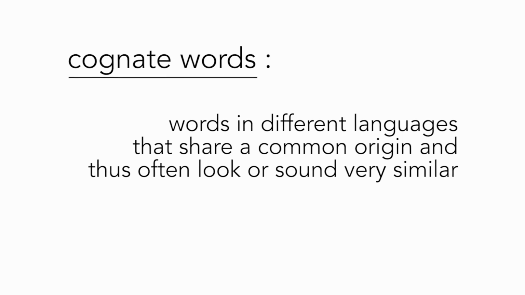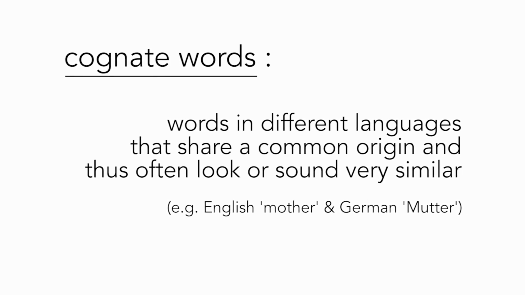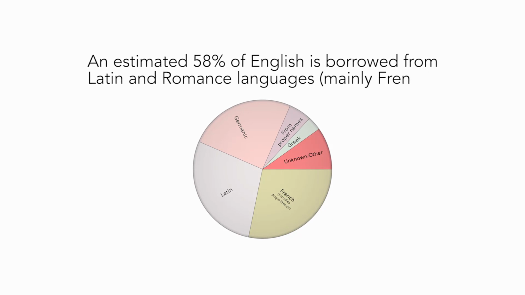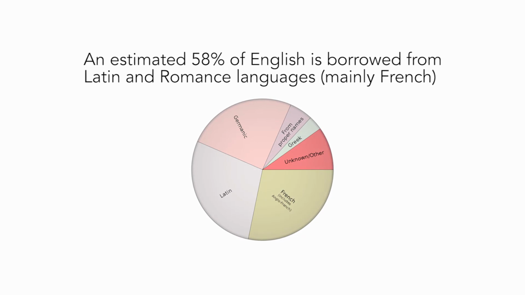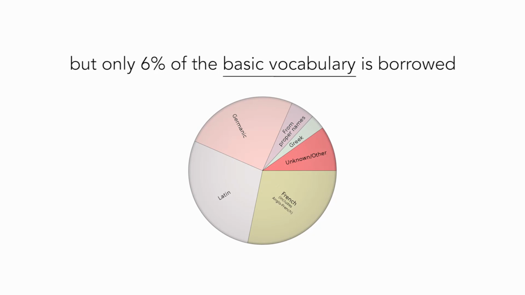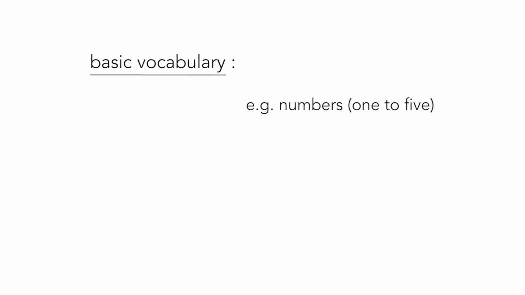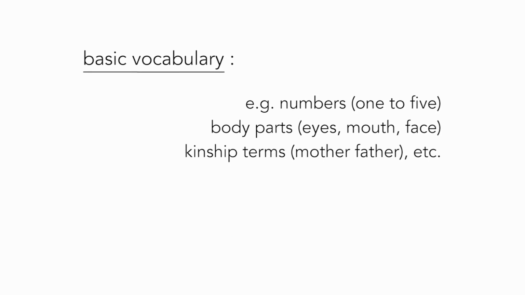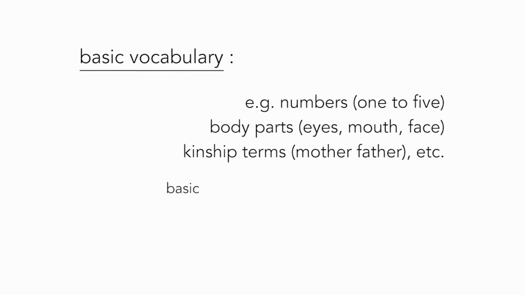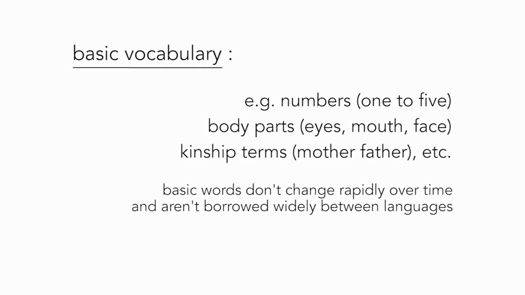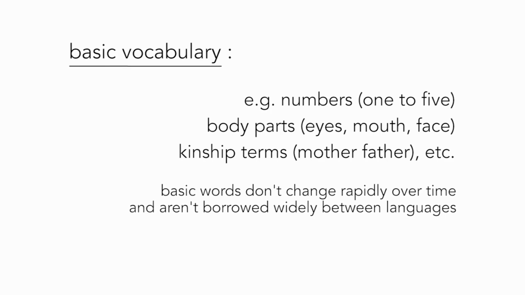We look at basic vocabulary, and we look at that for a good reason, and that is that it has low rates of borrowing. So when we look at English, roughly 60% of English is borrowed from Romance languages, but only 6% of the basic vocabulary is. And what are words that are part of the basic vocabulary? Number words, 1, 2, 3, 4, 5, body parts, okay. Kinship terms, mother, father, that kind of thing. So those tend to be very conservative. Conservative in that they don't change that rapidly, so you've still got historical signal, and conservative in that they're not promiscuously borrowed all over the place.